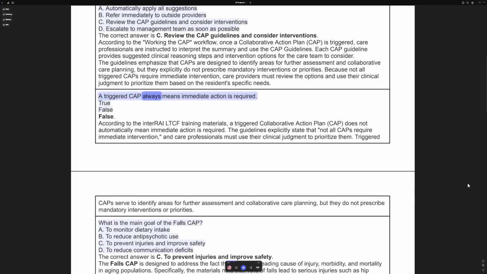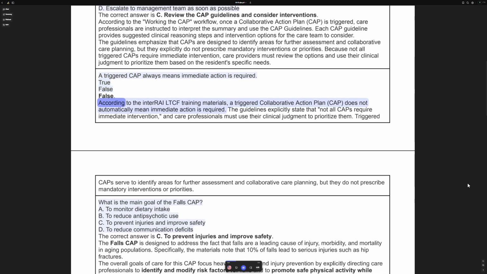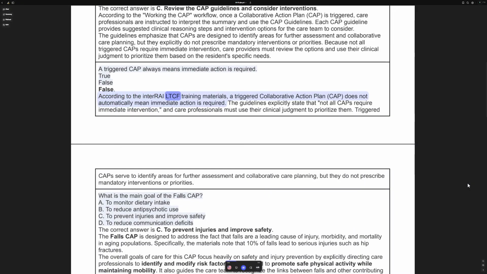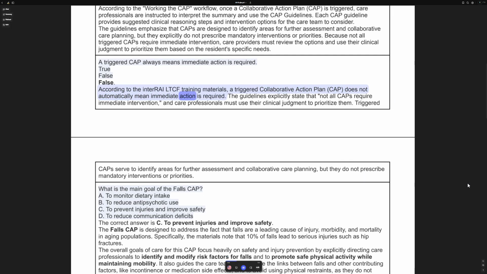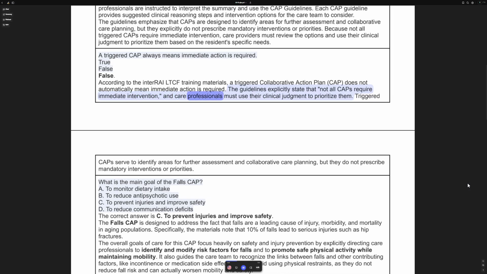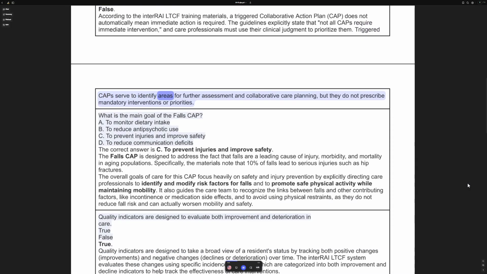A triggered CAP always means immediate action is required. True, false, false. According to the interRAI LTCF training materials, a triggered collaborative action plan, CAP, does not automatically mean immediate action is required. The guidelines explicitly state that not all CAPs require immediate intervention, and care professionals must use their clinical judgment to prioritize them. Triggered CAPs serve to identify areas for further assessment and collaborative care planning, but they do not prescribe mandatory interventions or priorities.